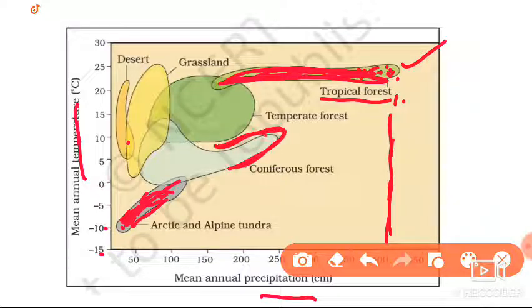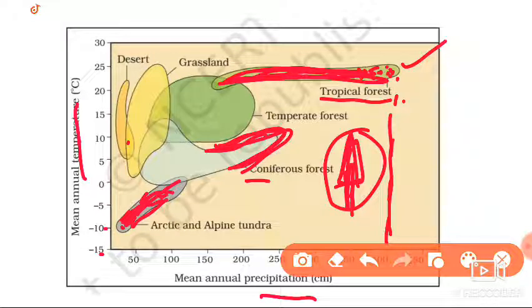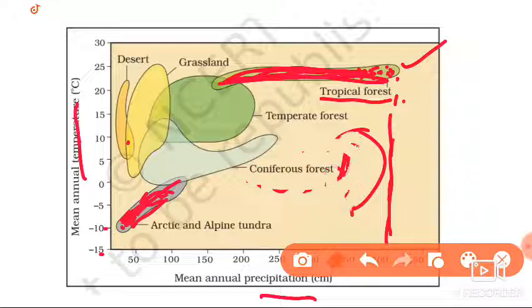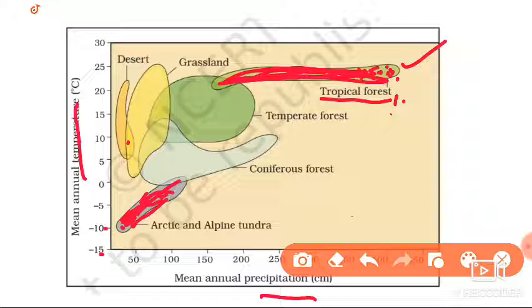Coniferous forest, where we can observe cone-like structures. Usually there is a presence of ferns having cone-like structures. These are present at hill altitudes, in Meghalaya and the Himalayas, at around 2000 or 3000 altitude. Those forests we call coniferous forests. These are present in such areas. Then next to that, you can see grassland.